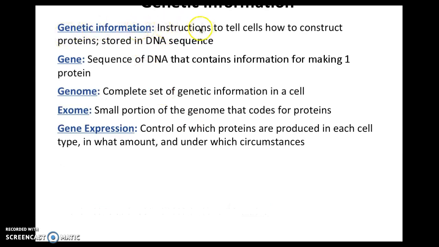The genetic information, that's instructions that tells the cells how to make proteins. The gene is a section of the DNA that has the information for making one protein. The genome is a complete set of genetic information in the cell. The exome is a portion of the genome that codes for a protein. This has also been called an exon. And then gene expression is our ability to make certain proteins in each individual cell that makes us who we are.